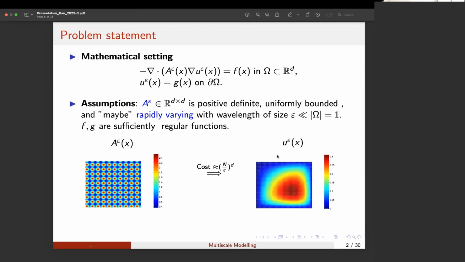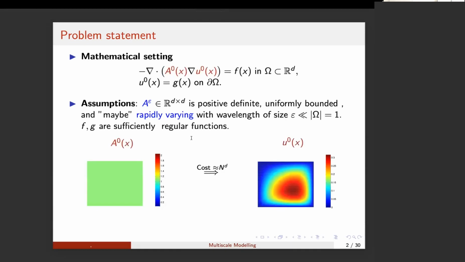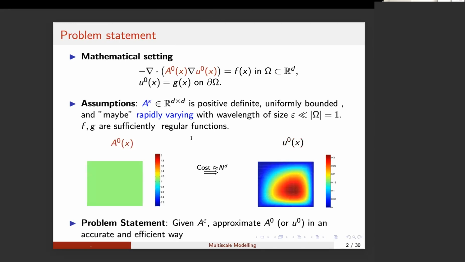So the idea behind homogenization is essentially to replace this a epsilon here with another coefficient, a0 for now. And a0 is smoothly varying and is totally independent of the small parameter epsilon. Then we solve the resulting system at a cost independent of epsilon. So this is essentially the main idea here. The problem statement is then: given a epsilon, we want to approximate a0, the coefficient, or u0, in an accurate and efficient way.